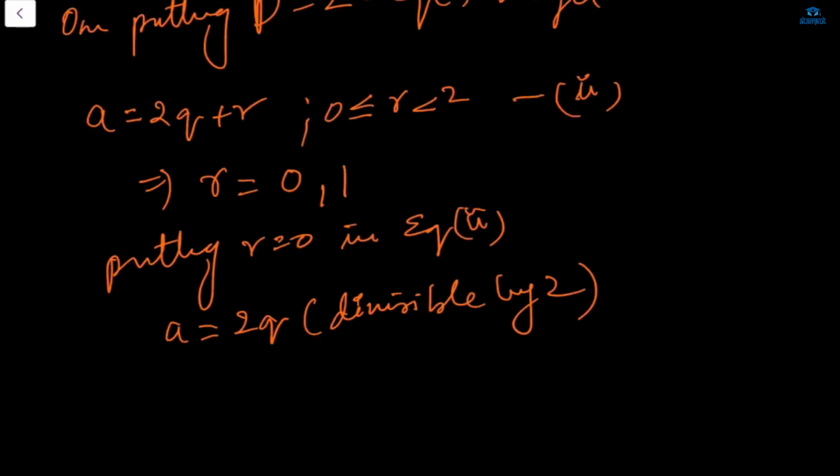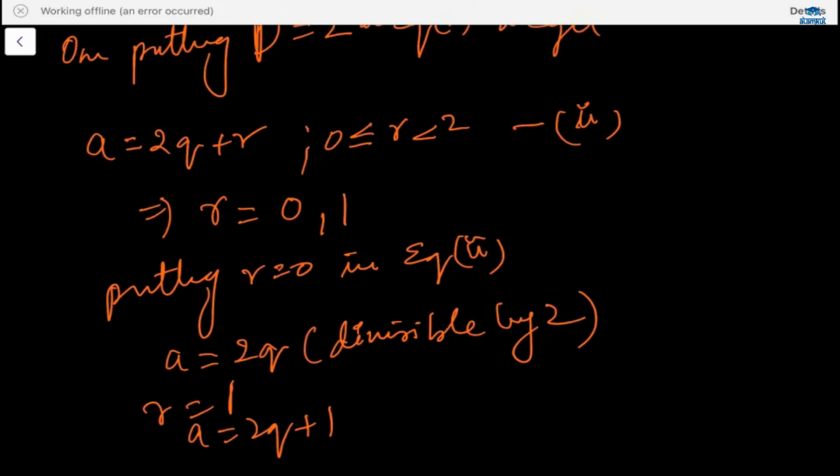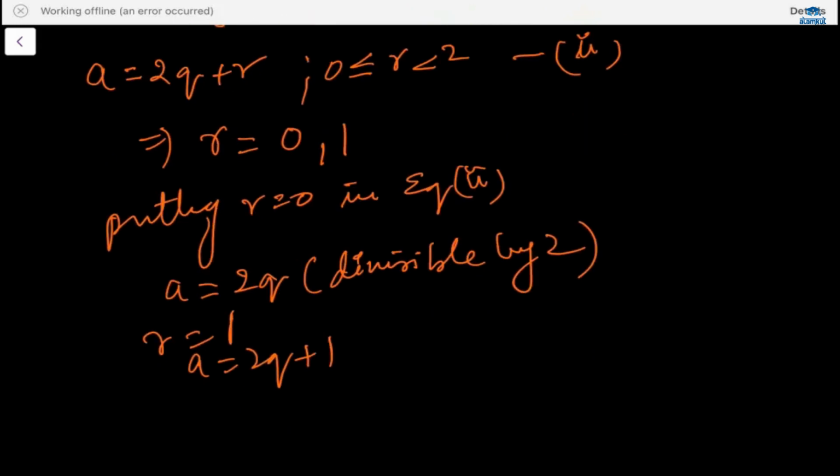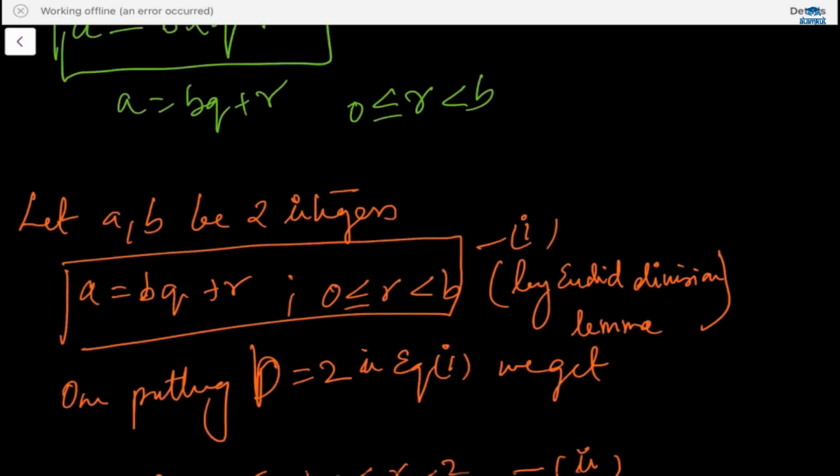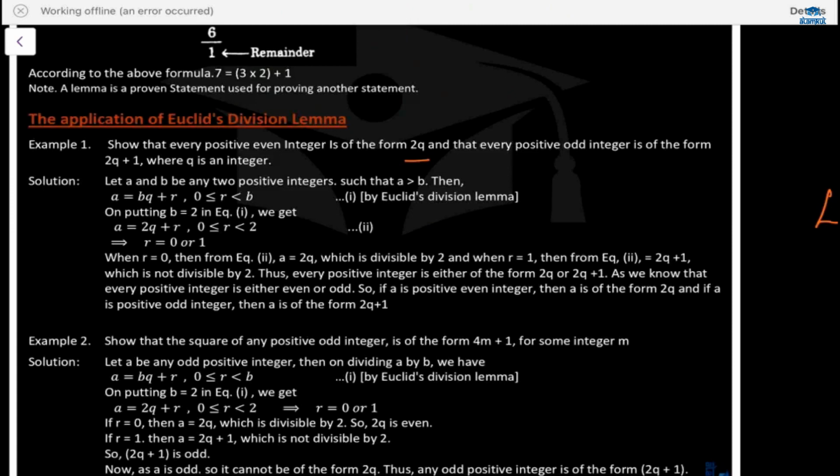And now, when we put r equal to 1, a is equal to 2q plus 1. Since 2q is divisible by 2, if you add 1 to it, it will not be divisible by 2 and it will become an odd number, because all the even numbers are divisible by 2. So every positive odd integer is of the form 2q plus 1, which is not divisible by 2. Thus every positive integer is either of the form 2q or 2q plus 1.